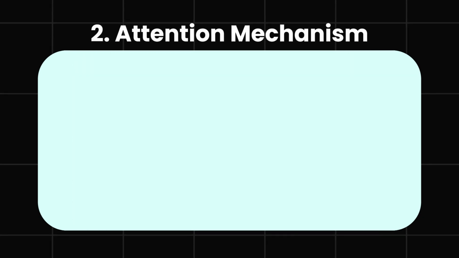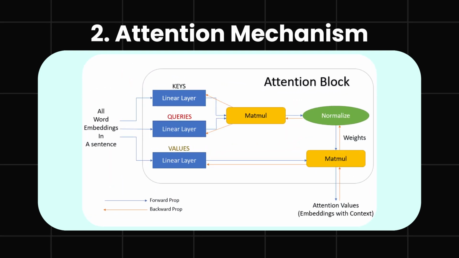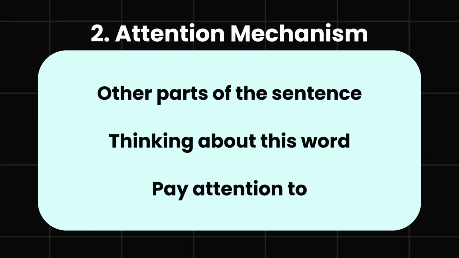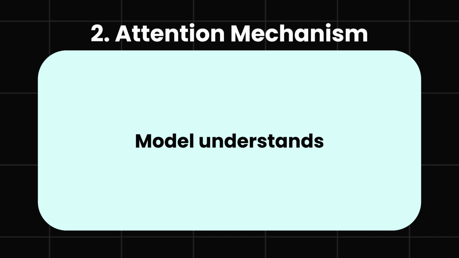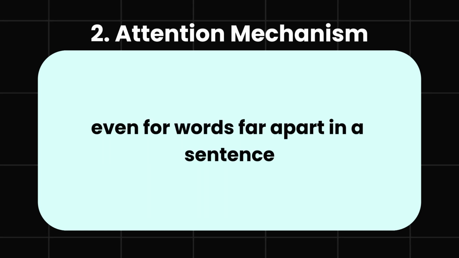And secondly, there is the attention mechanism. These vectors pass through what's called an attention block. This is where the magic happens. The model figures out which words in the sentence matter more to each other. It's like asking, which other parts of this sentence should I pay attention to when thinking about this word? This gives the model the ability to understand relationships and context, even for words far apart in a sentence.